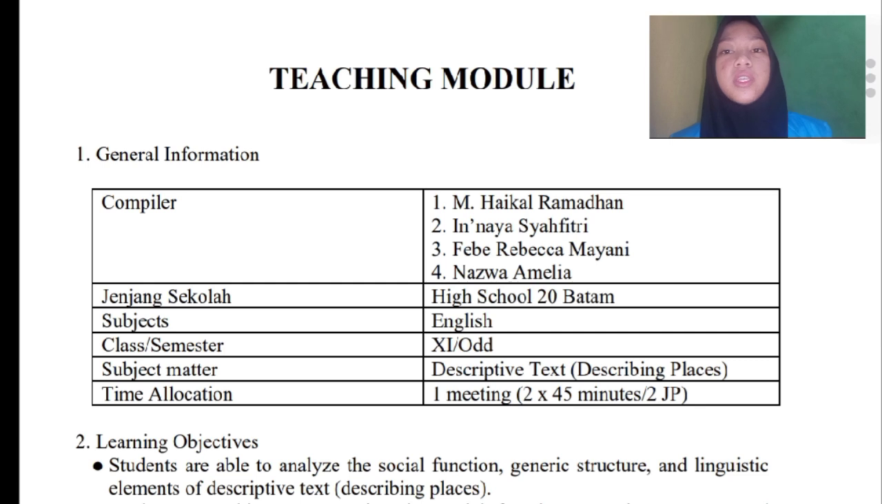First, I'll explain the general idea of the model. This teaching model is used for senior high school students, specifically for grade 11. The lesson is about descriptive text, and the main topic is describing places. The lesson is planned for one meeting, so the activities are simple but still effective.